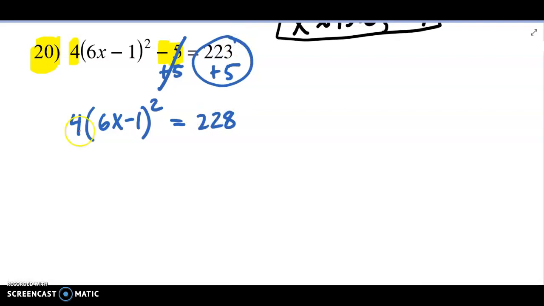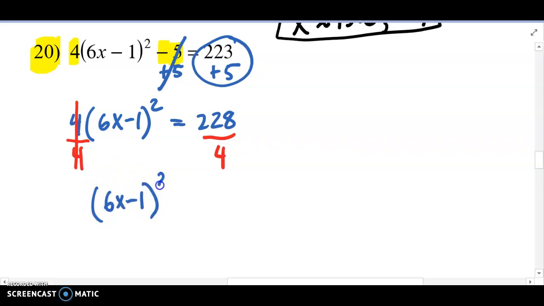All right, to get rid of that 4, I'm just going to divide by 4, both sides. So now I have 6x minus 1 squared equals, let's punch in 228 divided by 4 in your calculators. You should be getting 57. All right, now look, now I can undo that square by square root both sides.